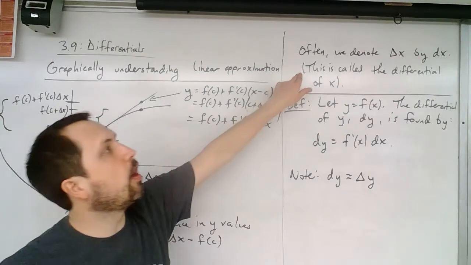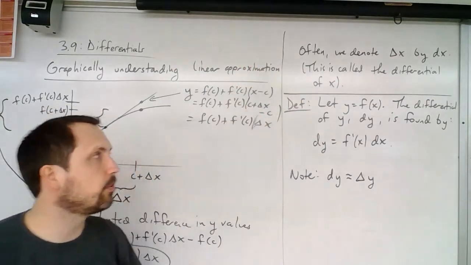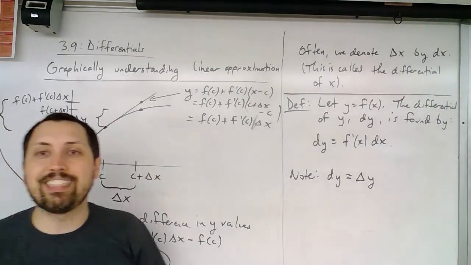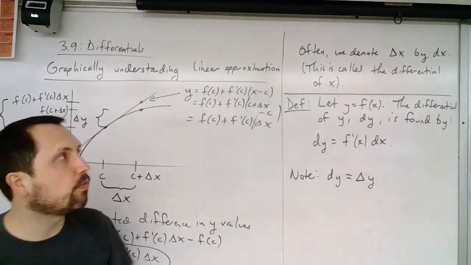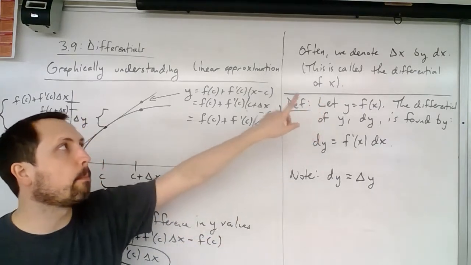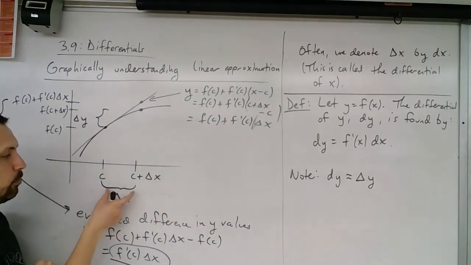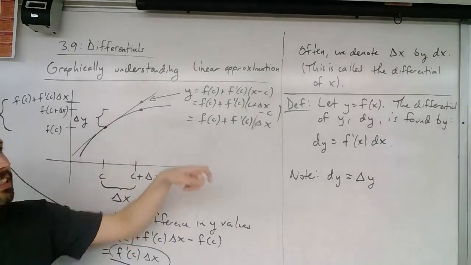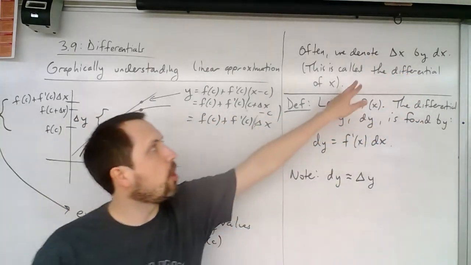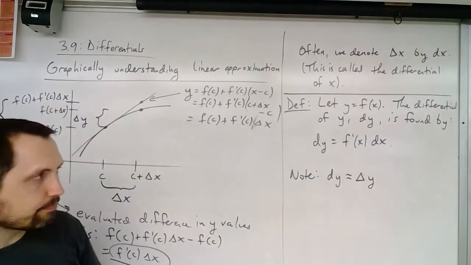Now, as some notation and definitions, we often, instead of using delta x, write dx instead. When we move on into chapter 4 and start doing integrals, we're going to see dx all the time. But this idea is the distance between these x's. dx is often used instead of delta x. This is called the differential of x.